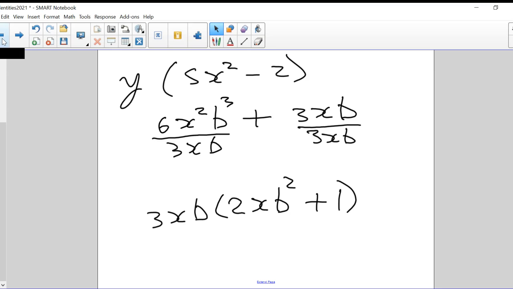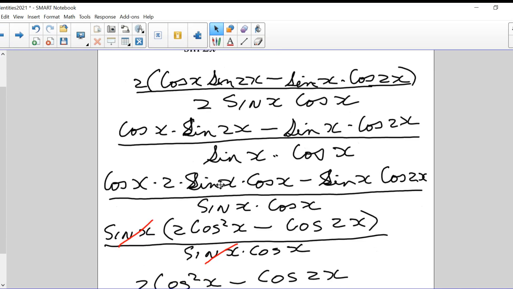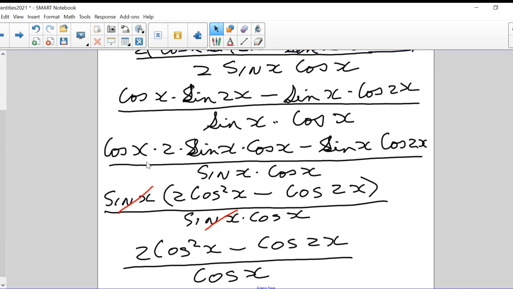So let's go back now and look at what we had before. I had cos 2 sine x cos x minus sine x times cos 2x. Can we agree that sine x is a common factor? Can we agree on that first?